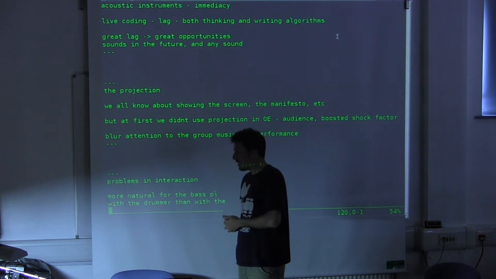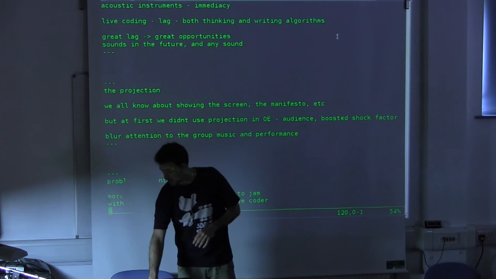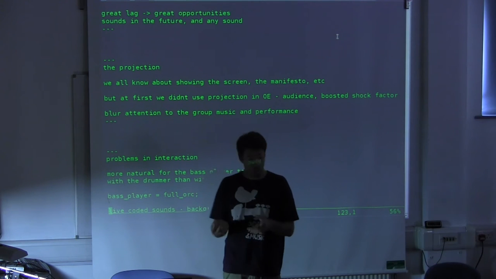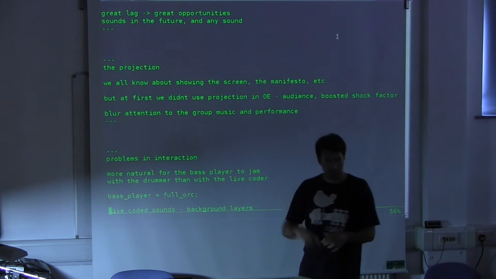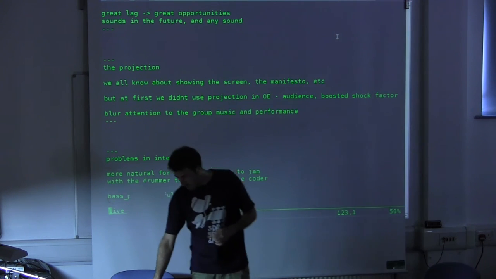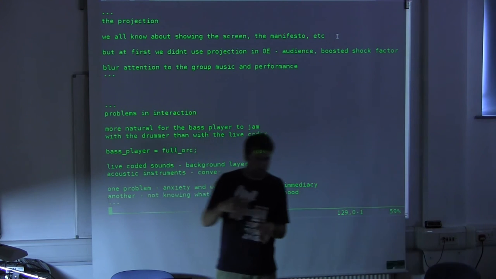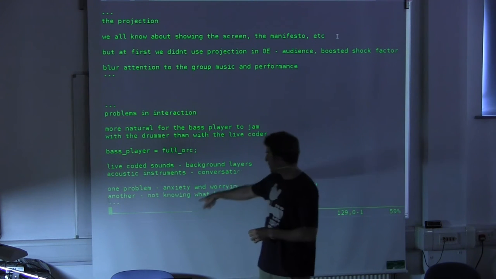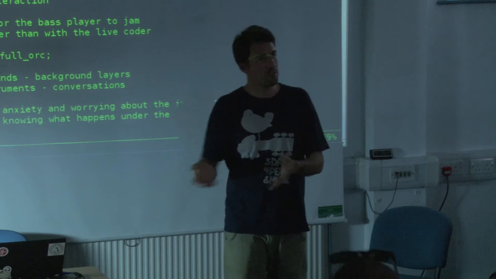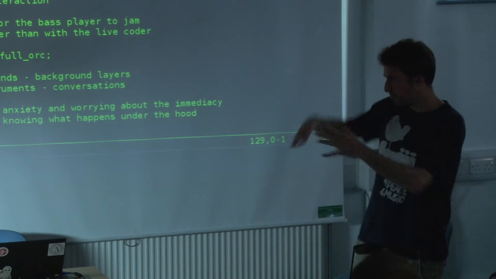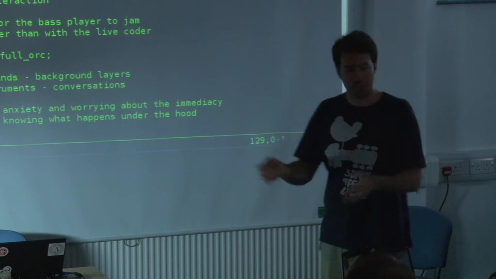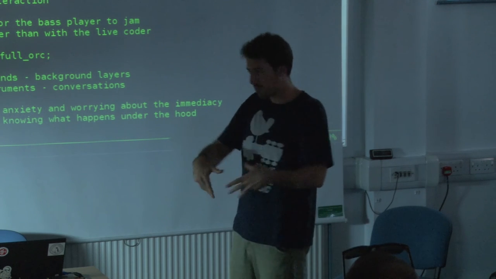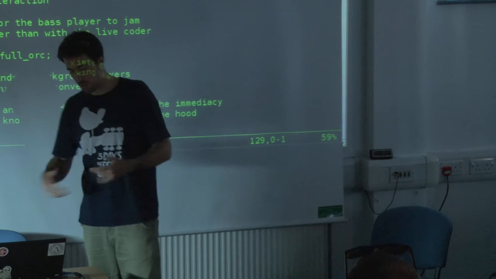We noticed that it was more natural for the bass player to jam with the drummer than with myself. Of course, by bass player I mean the full orchestra. What happened was that the live-coded sounds would be background layers in this free improvisation music that we were doing. Meanwhile, among the acoustic instruments, we could notice lots of conversation between the musicians, but my sounds would behave as a set of background layers, not interacting. I wasn't influencing anyone. I wasn't fast enough to follow someone's musical intentions or leads.